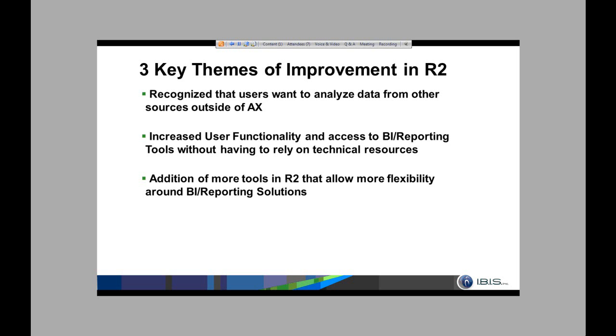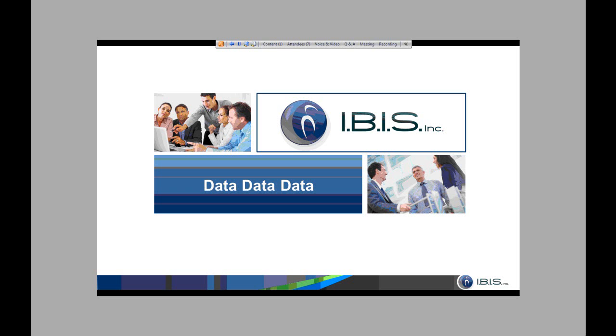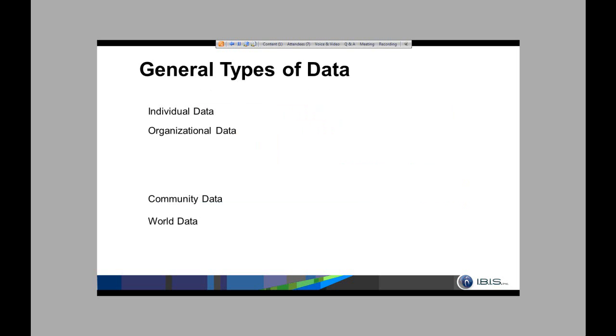So to start with, my first theme, data. If you want to look at it from a high-level perspective, you have general types of data. You have individual data, you have organizational data, which will be inside your company, and then you have community data and world data, which is looking at anything out there, whether it's U.S., town, industry-wide, or worldwide in some of those respects as well.